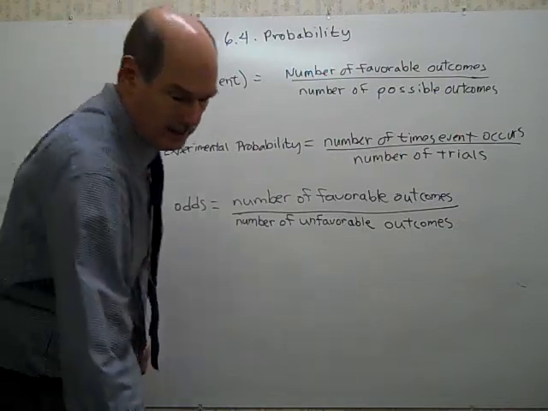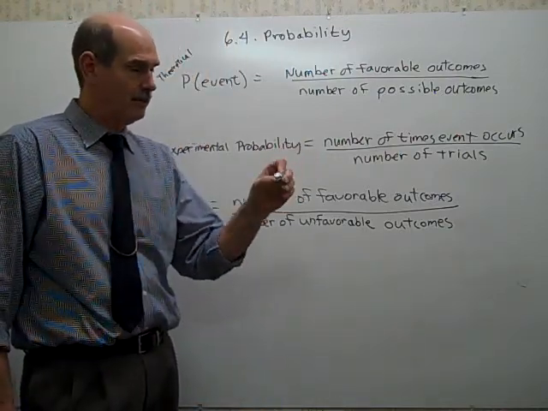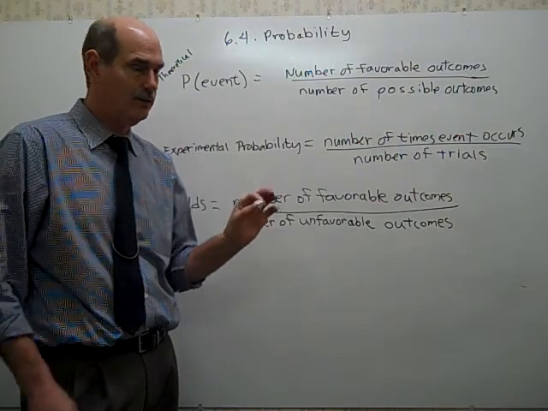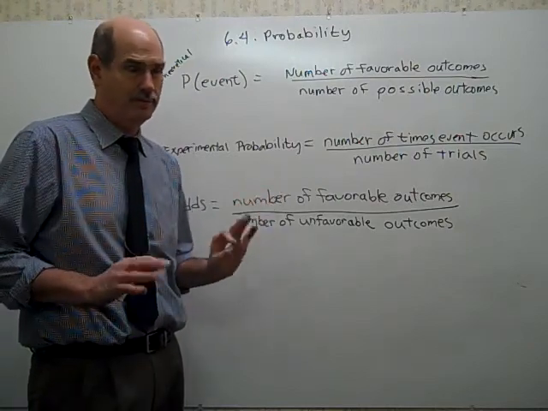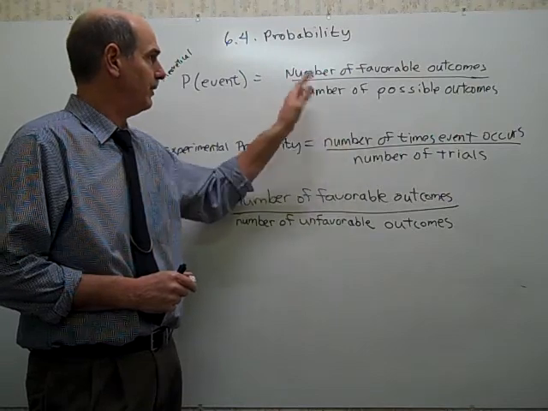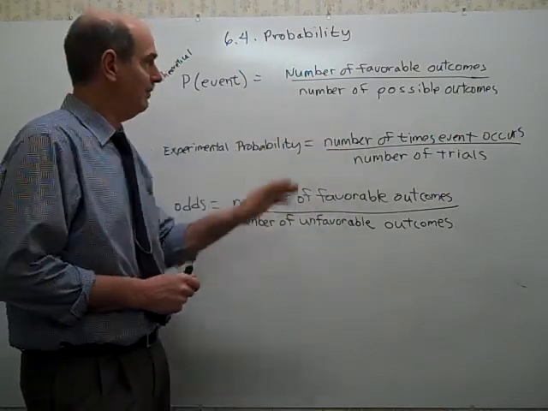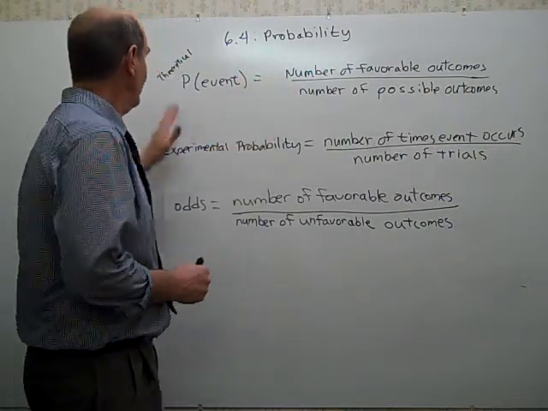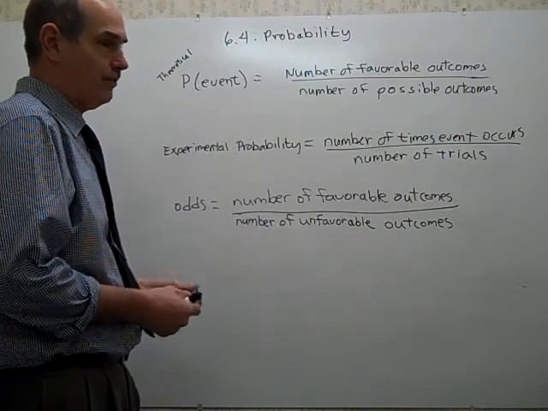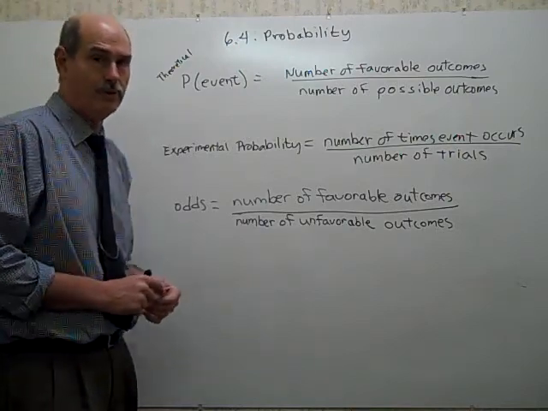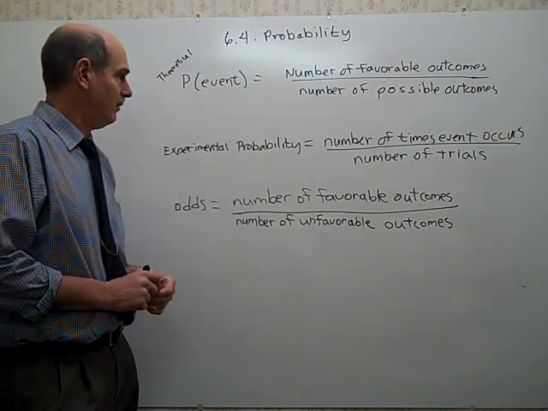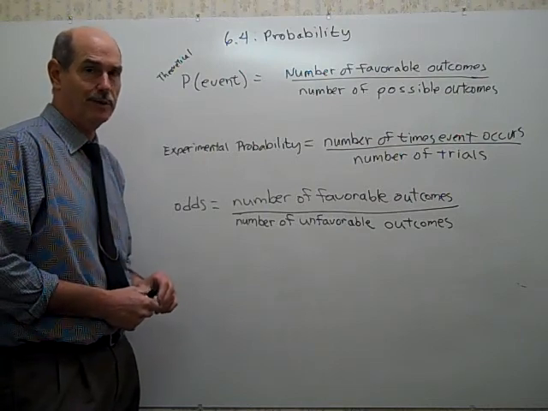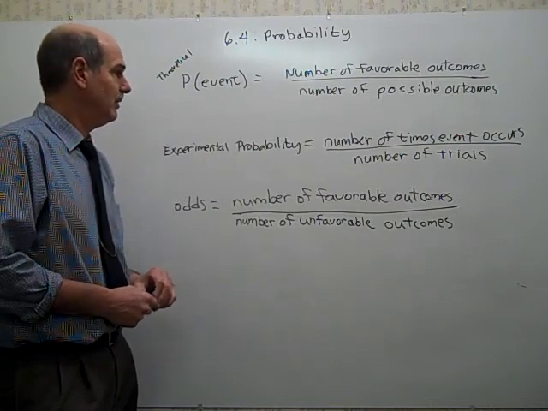For instance, when I roll a die, the die is a cube that has 6 sides and has dots on it. 1 dot, 2 dots, 3, 4, 5, 6 dots on the various sides. So if I wanted to roll a 1, just a 1, there are 6 possible outcomes, but only one of them is a 1. So the number of favorable outcomes is 1, and the number of possible outcomes is 6. So the theoretical probability of getting a 1 is 1 out of 6. The theoretical probability of getting a 2 is also 1 out of 6. If I toss a coin with heads, tails, a fair coin, there are 2 possible outcomes, so the probability of getting heads is 1 out of 2.